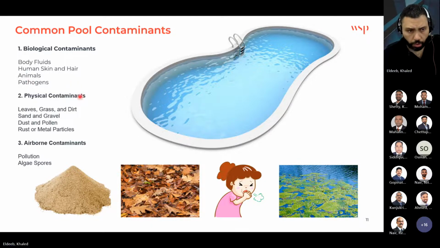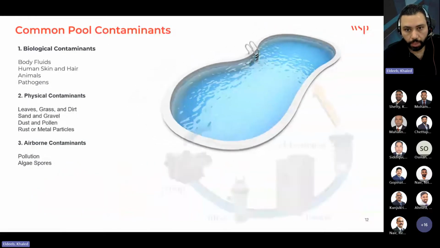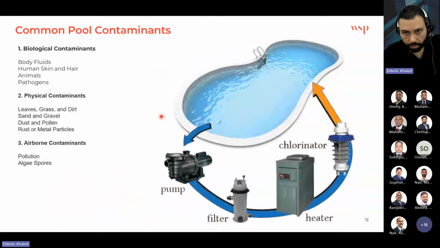Also, we have physical contaminants like leaves. We have also sand and gravel carried into the pool by swimmers or the surrounding landscape. Dust, and so on. Airborne contaminants. We have many contaminants that might impact the quality of our pool water. So with all of these contaminants, it is not easy to replace the huge amount of water.